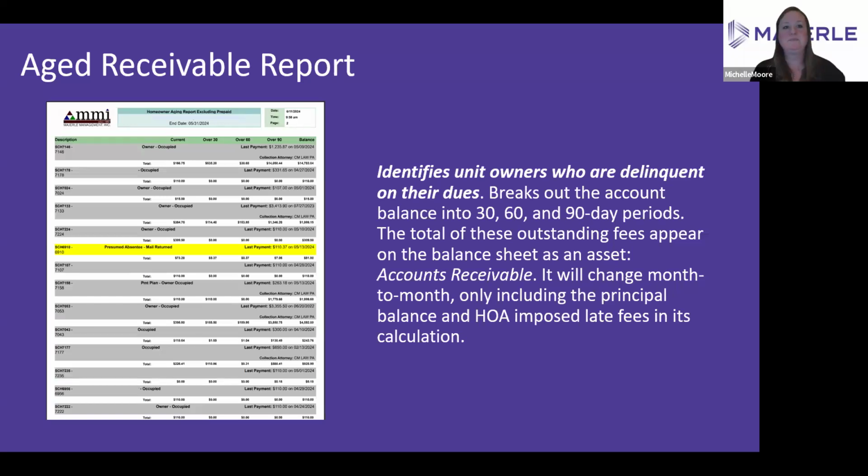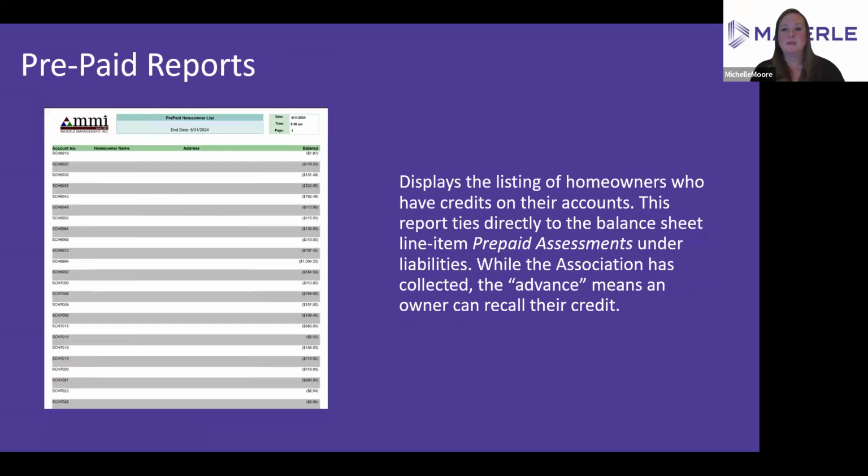You can advance. So the prepaid report is basically the opposite of the delinquency report. It displays all of the homeowners who have credits on their account. It ties directly to the balance sheet line item, the prepaid assessments under the liabilities. And while the association has collected, the advance means an owner can recall their credit. So it's always a liability if someone prepays, because technically, if they want a refund, you have to give it back to them.